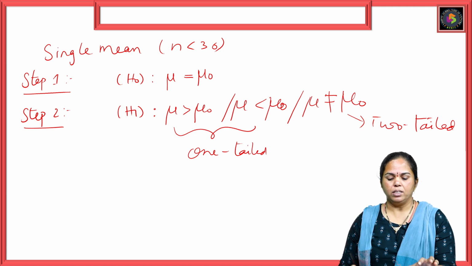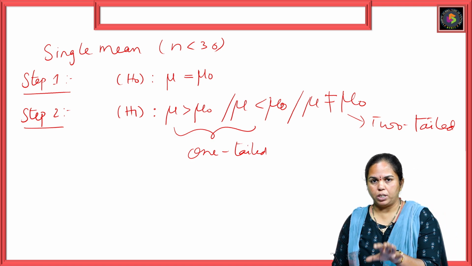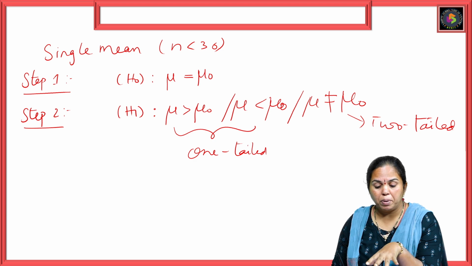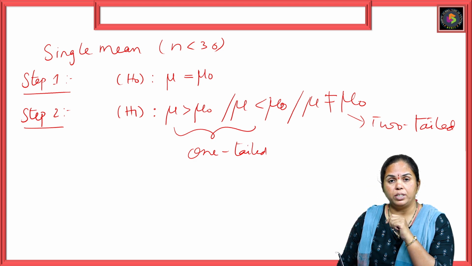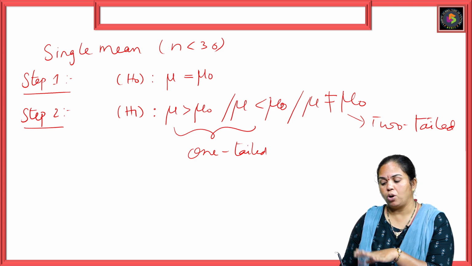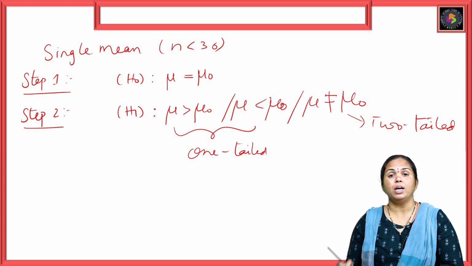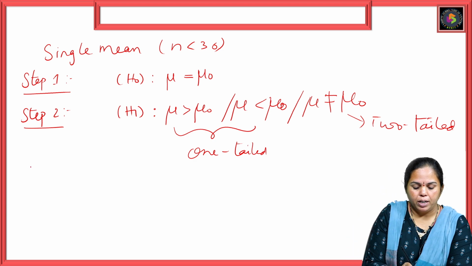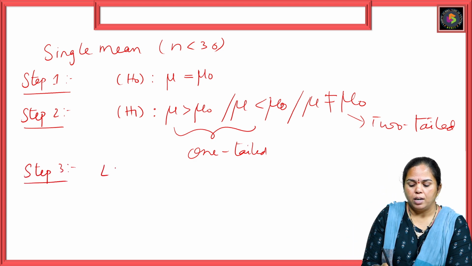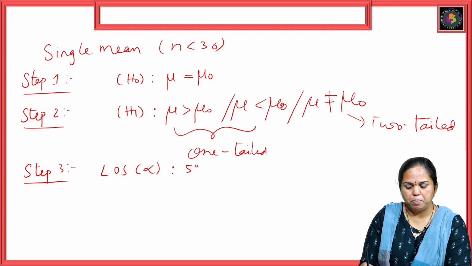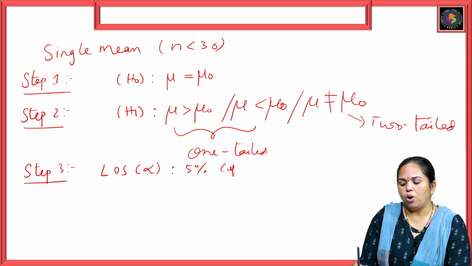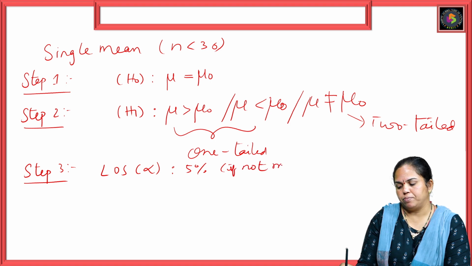Once again, step 1, null hypothesis H0. As we have a single sample here, we write mu equal to mu naught. Step 2, alternative hypothesis H1, mu greater than mu naught, or mu less than mu naught, or mu not equal to mu naught, depending upon the data. Next, step 3, level of significance alpha. This is 5% if not mentioned.